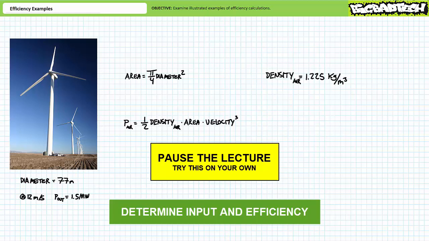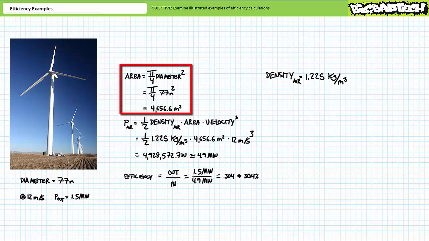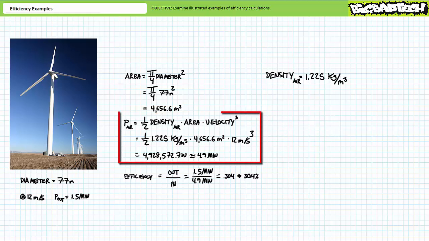If you're tracking, you should have obtained the following results. First, we need to determine the surface area of a turbine with a diameter of 77 meters. This is commonly known as the rotor swept area. Substituting a diameter of 77 meters into the circular area formula demonstrates this turbine has a rotor swept area of roughly 4,656.6 meters squared. Now we need to determine input mechanical power.